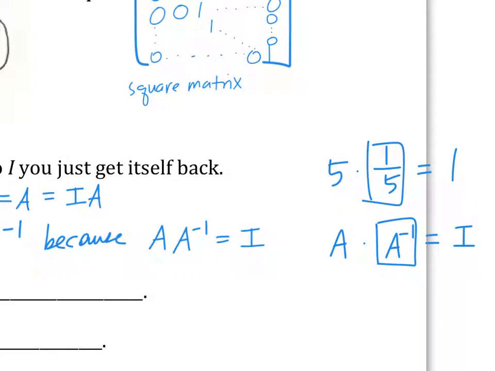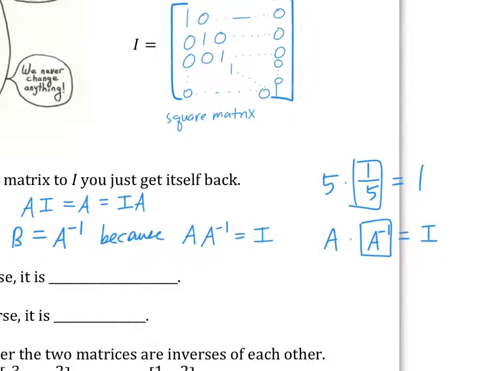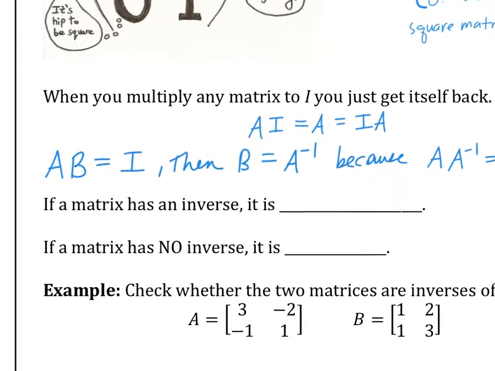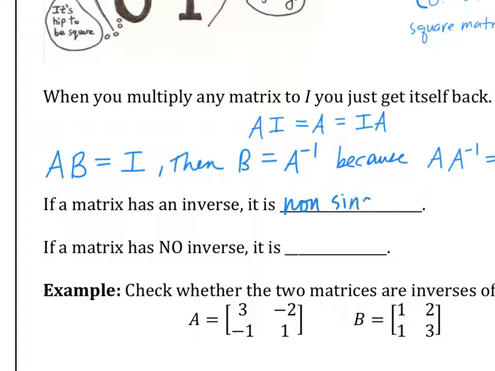While not every matrix has an inverse. If a matrix has an inverse, we call that non-singular. So this is where you got a lot of vocab. You got to kind of highlight or something to make sure you memorize them. If a matrix has an inverse, we call that non-singular. If a matrix has no inverse, we call that singular.